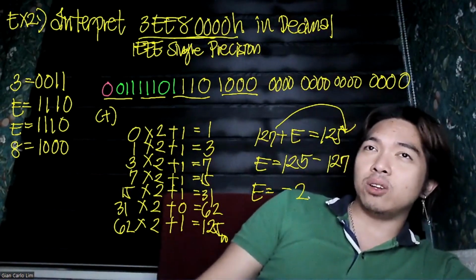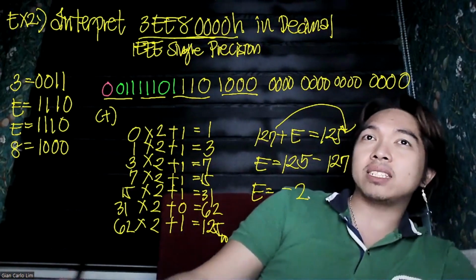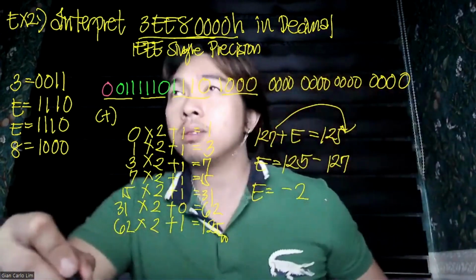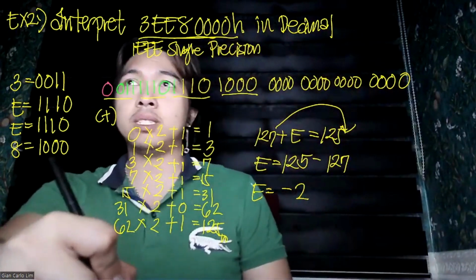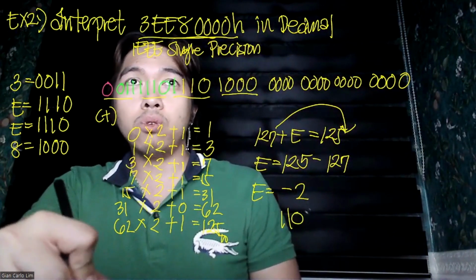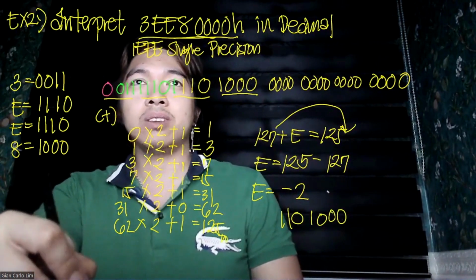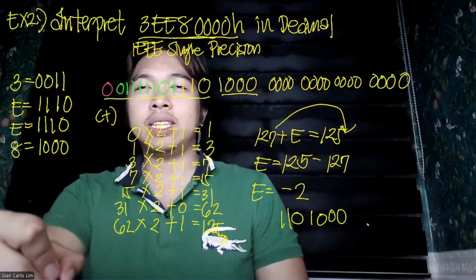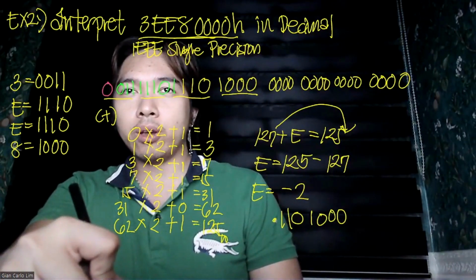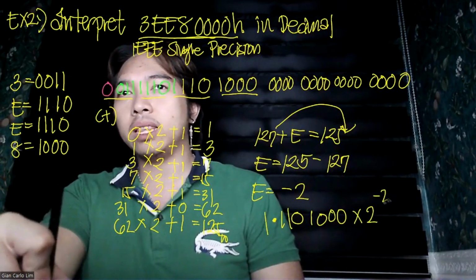So since E is now equal to negative 2, we will now get the mantisa part. So mantisa part is equal to 1, 1. Okay, so dito na lang. Okay, I'll just move here so that you can see. Okay. So mantisa part is 1, 1, 0, 1, 0, 0, 0. Okay. So yung mga to. Okay. And then the rest are zeros. So ano ginagawa? We put the decimal point here and 1. Ina-append natin siya. And then times 2 raised to negative 2.